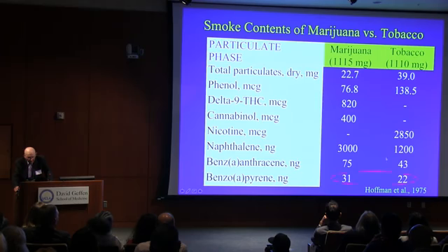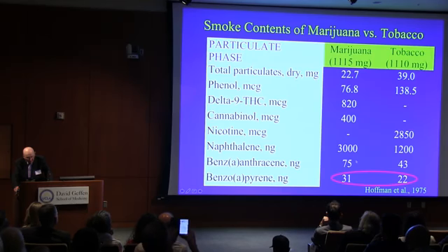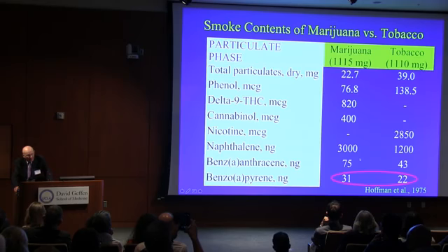Importantly, very important components within the tar phase that may lead to lung cancer are the polycyclic aromatic hydrocarbons. Benzpyrene is probably the most important human carcinogen and is found, at least in this study, and also it's been replicated by subsequent analytic chemists, in a higher concentration in the smoke from marijuana compared to the smoke from tobacco.